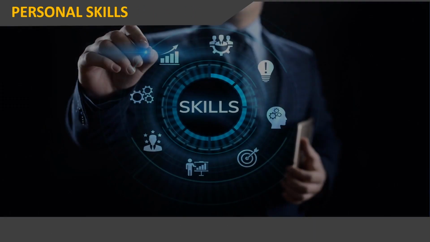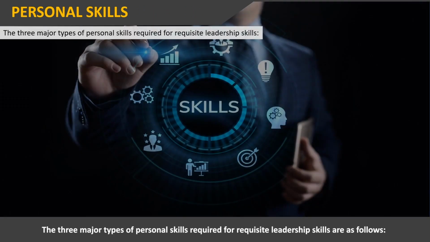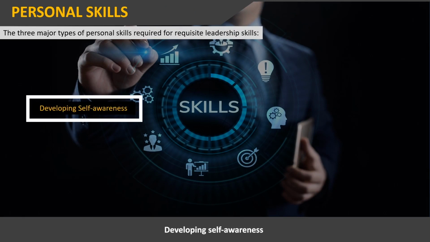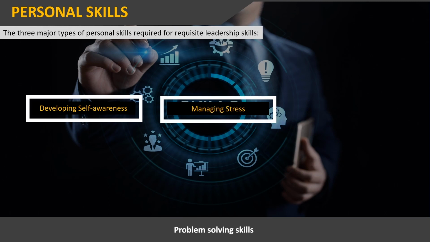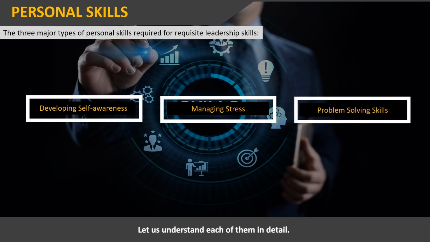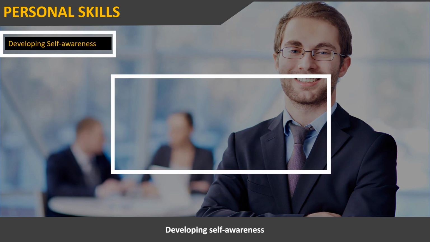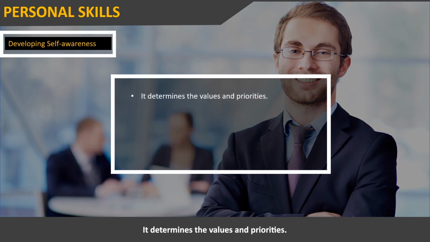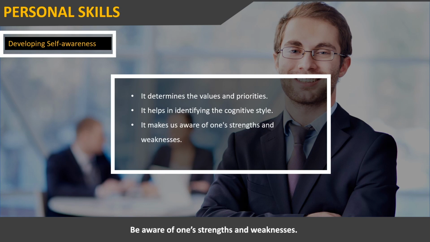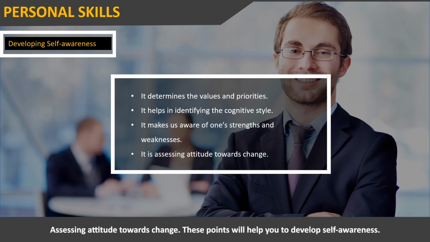When I say personal skills, the three major types of personal skills required for requisite leadership are as below. Developing self-awareness, number one. Number two, managing stress. And number three, problem-solving skills. Let's understand each one in a little more detail. The first one, developing self-awareness, basically determines the values and priorities, identifies cognitive style, makes one aware of strengths and weaknesses, and assesses attitude towards change. This is what would help you develop self-awareness.